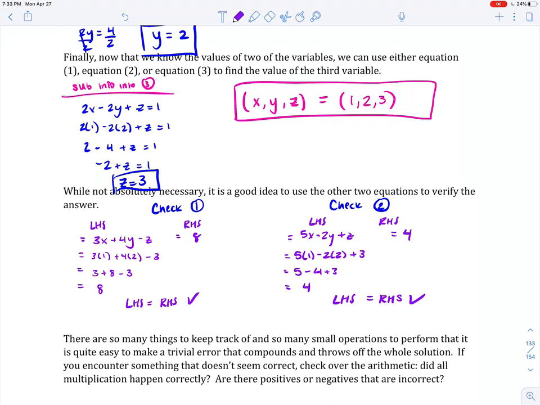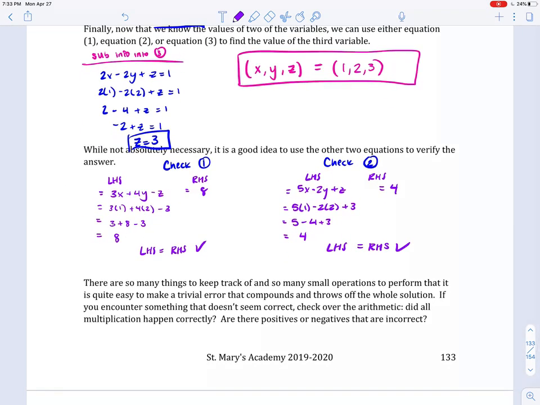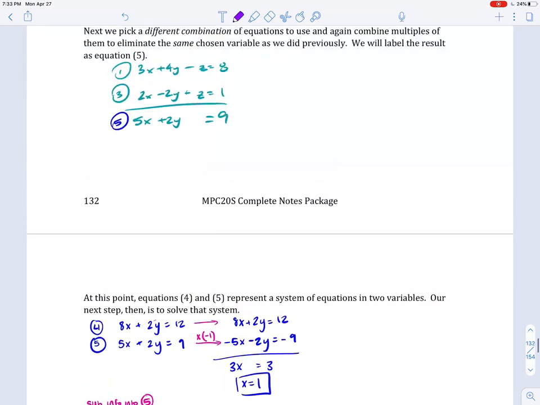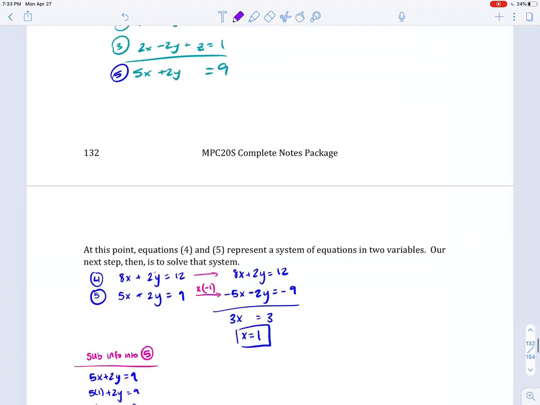And my right-hand side, it's 4 as well. My left-hand side is equal to my right-hand side. So I know for a fact that this is a solution, the proper solution, to my 3D system.